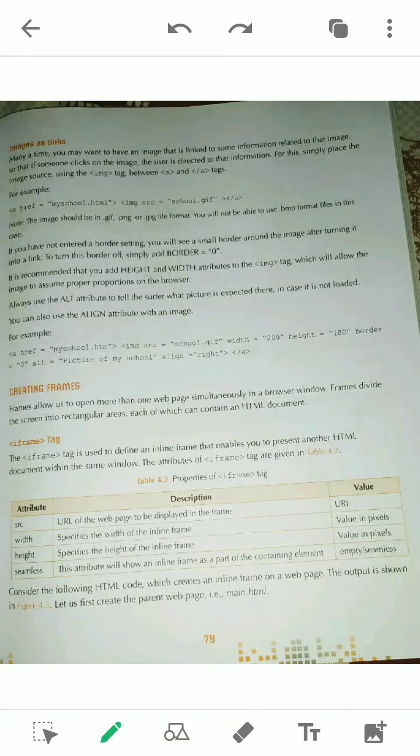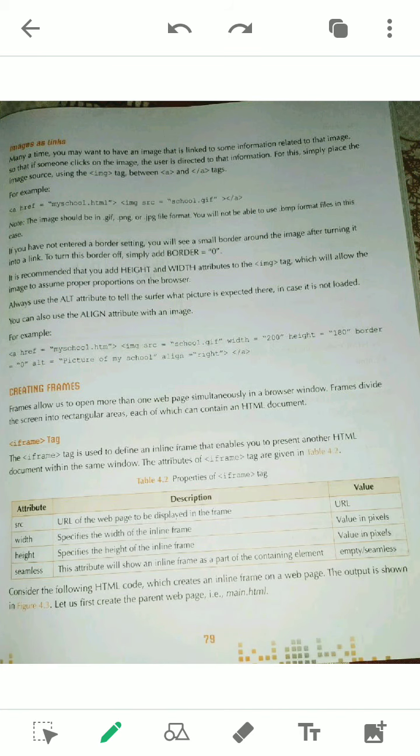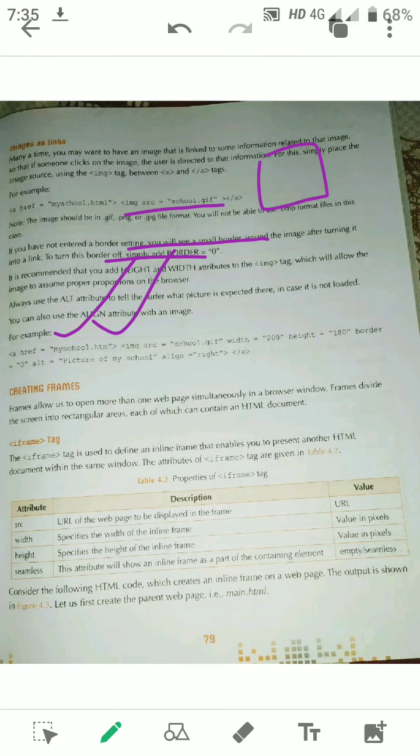So here we are going to discuss the next topic, creating frames, how to create frames. Till now we have discussed inserting an image and creating an image as a hyperlink. And to remove the border, this also we have discussed. When we make an image a hyperlink, by default a border appears around the image. So to remove the border around the image, we just write border equal to 0. This part we have already discussed.